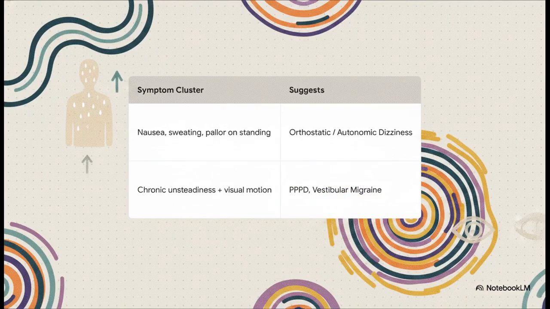And finally, we have the autonomic and chronic clusters. Symptoms like nausea, sweating, and looking pale, specifically on standing, just double down on an orthostatic or autonomic cause. And as we've already seen, that chronic sense of unsteadiness that gets so much worse with visual motion brings us right back to our top two suspects, PPPD or vestibular migraine.